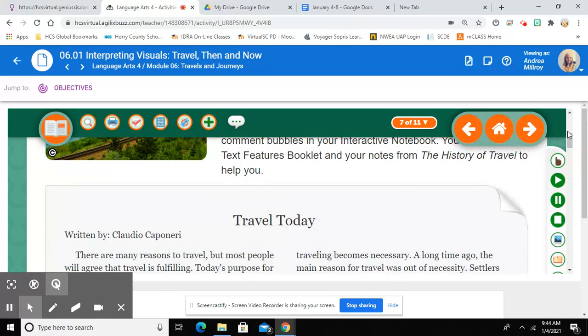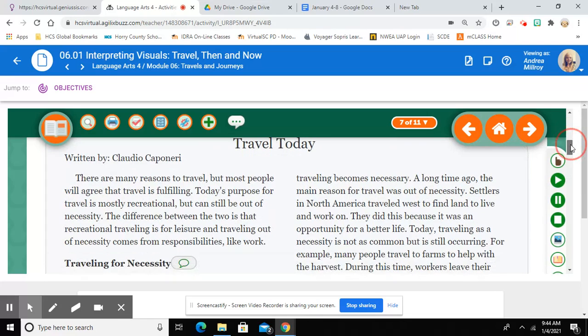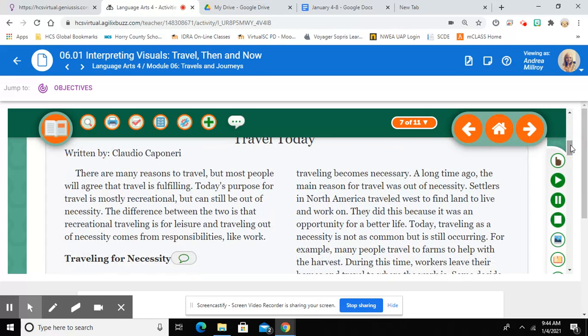Travel Today, written by Claudio Caponeri. There are many reasons to travel, but most people will agree that travel is fulfilling. Today's purpose for travel is mostly recreational, but can still be out of necessity. The difference between the two is that recreational traveling is for leisure, and traveling out of necessity comes from responsibilities like work.